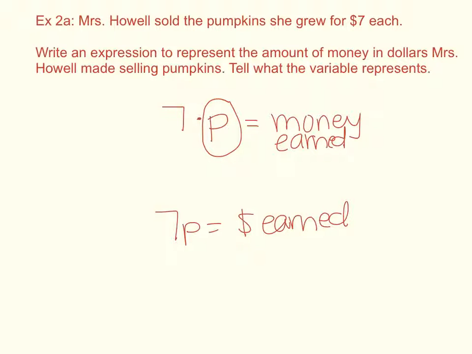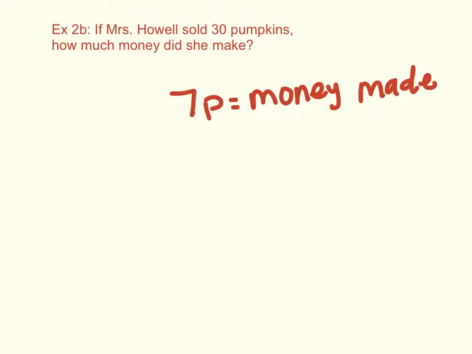So if she sold 2 pumpkins, it would be $14. If she sold 3 pumpkins, $21. Regardless of how many pumpkins she sells, we just plug in that number for P, and it will tell us how much she earned. So let's take it a step further. What if Mrs. Howell sold 30 pumpkins? How much money did she make?